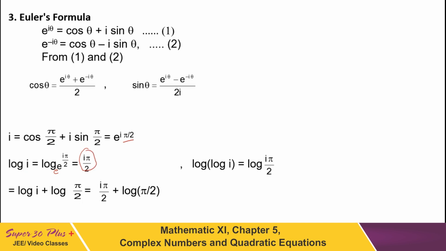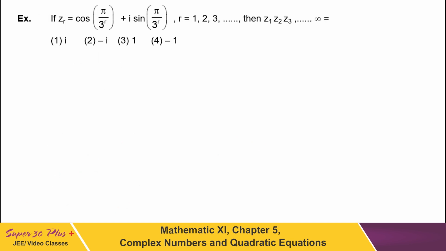Then what is the value of log(i)? As we know, log i is i pi by 2, that's why the value of this is here i pi by 2, and we are going to apply the formula of log(mn), which is log m plus log n. What is the log i? Log i is i pi by 2, then we can write it as log(pi by 2) plus i pi by 2. Got it?